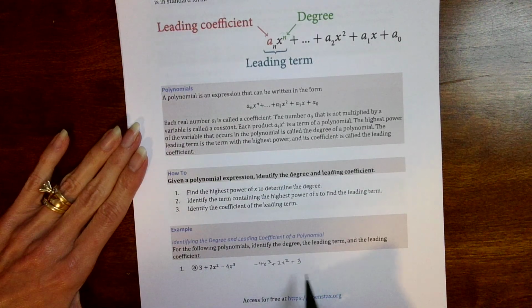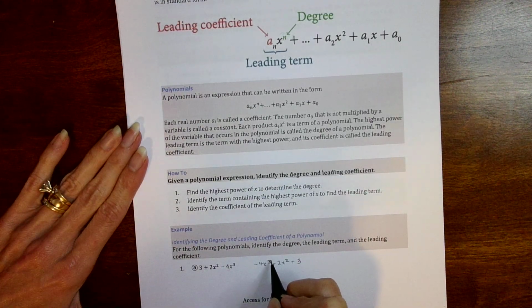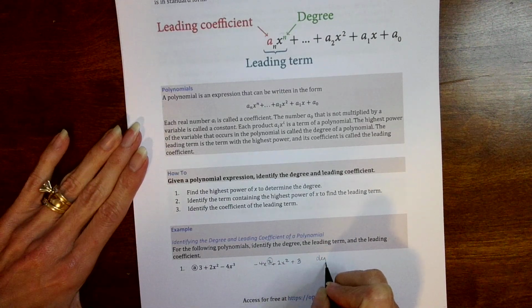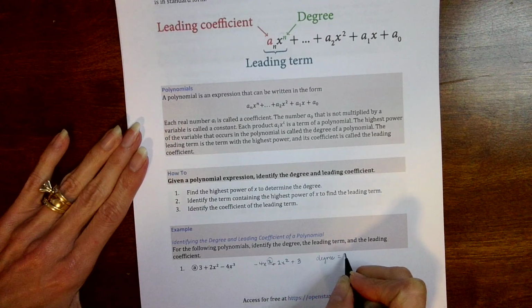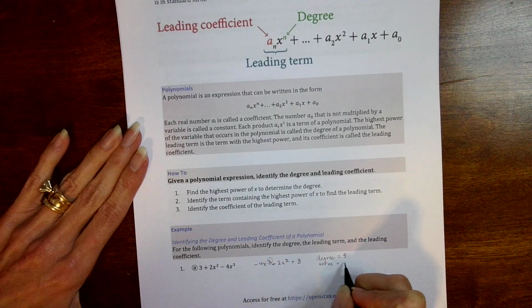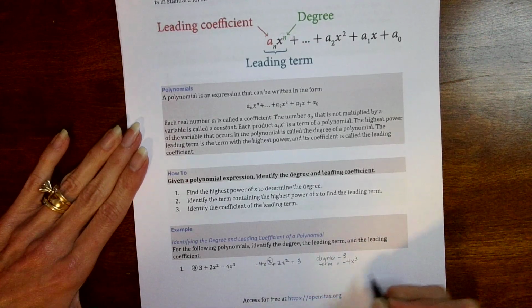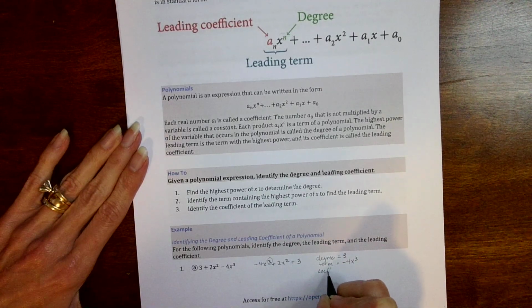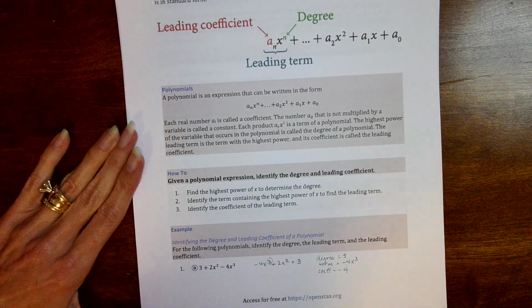So now that it's in order, I can see that the highest power is 3, so the degree is 3. The leading term is minus 4x cubed, and the leading coefficient is negative 4.